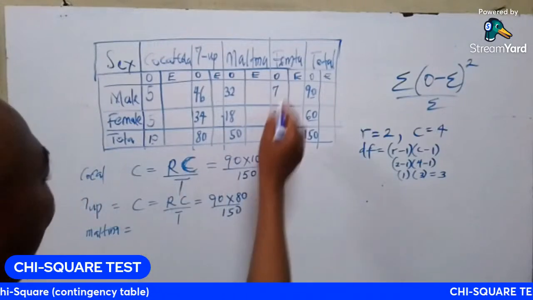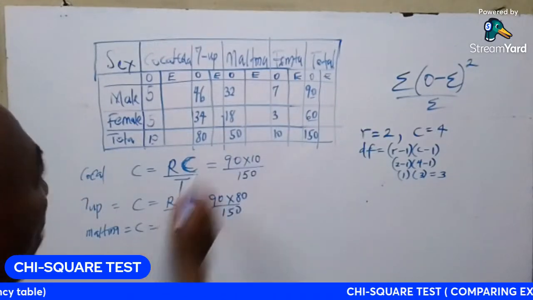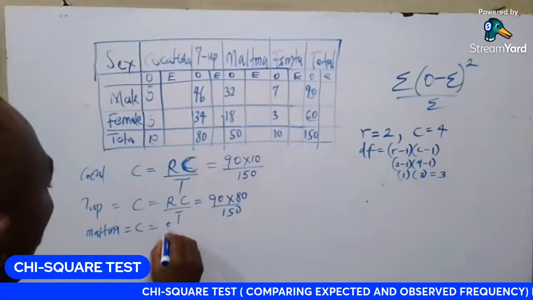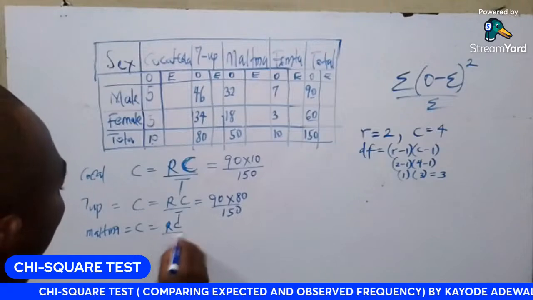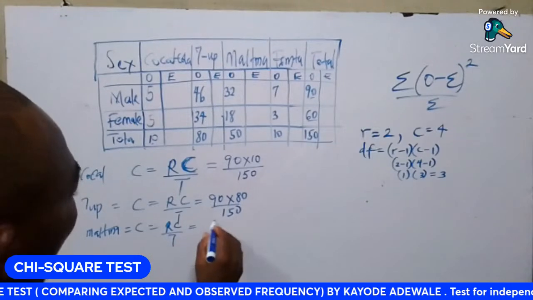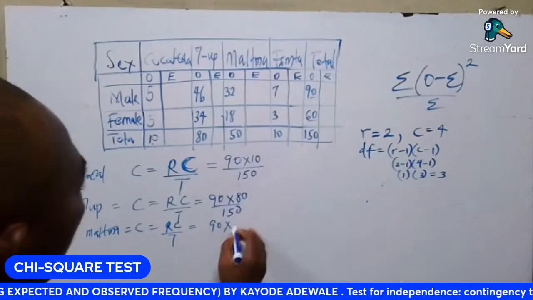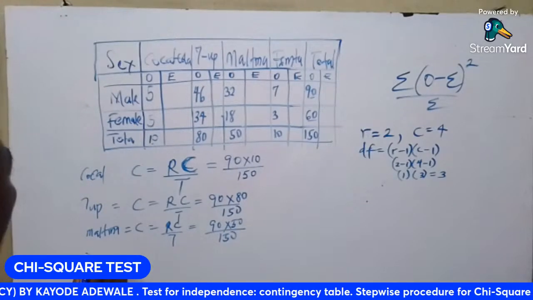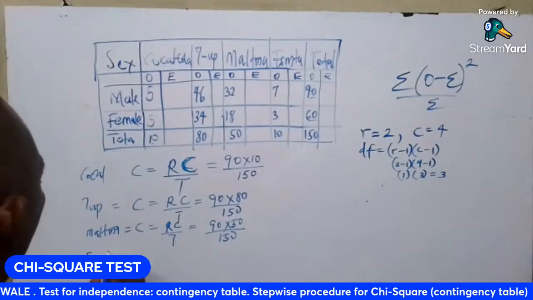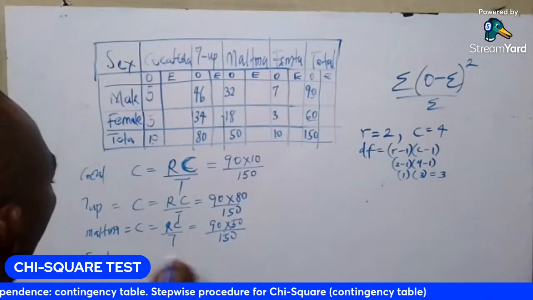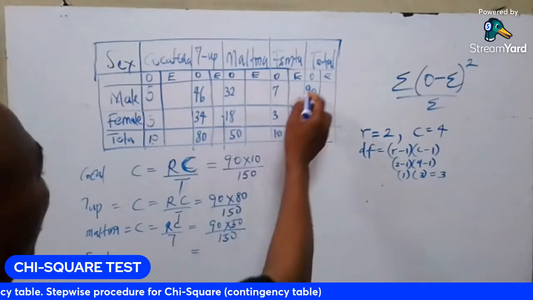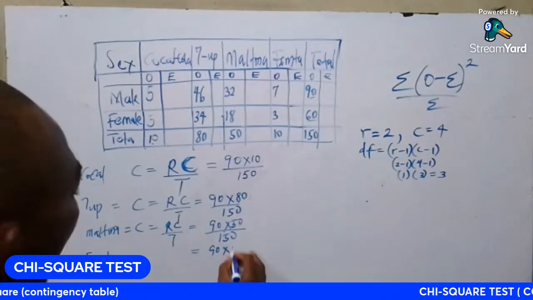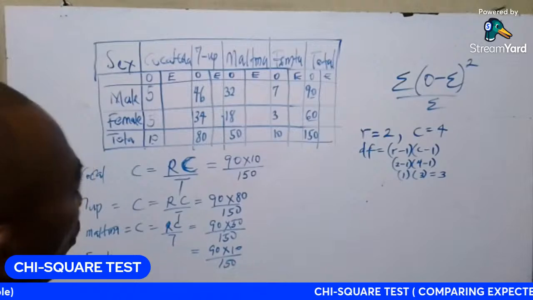All right, so let's go into that. So for the column total as well, we have row total multiplied by column total divided by what? The total. So that is 90 multiplied by 50, everything divided by 150. So the last one, which is what? Fanta. So for Fanta, the total here is 90 multiplied by 10, everything divided by 150.